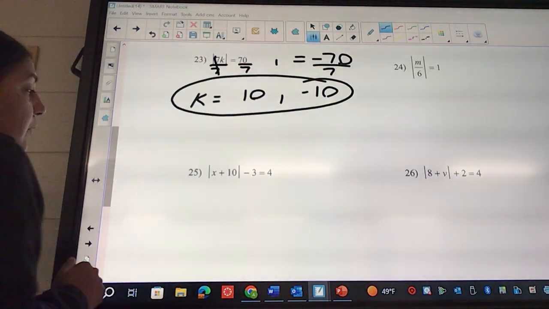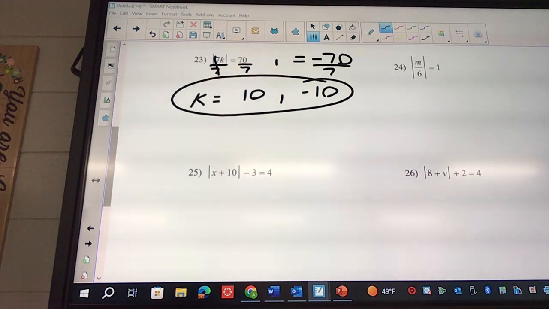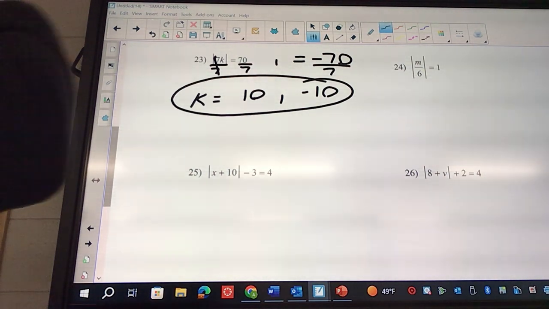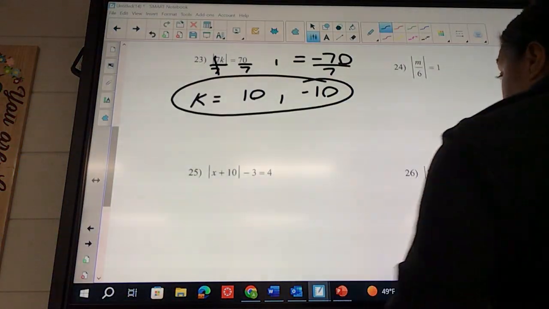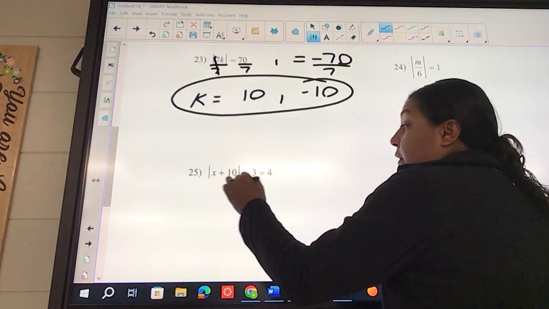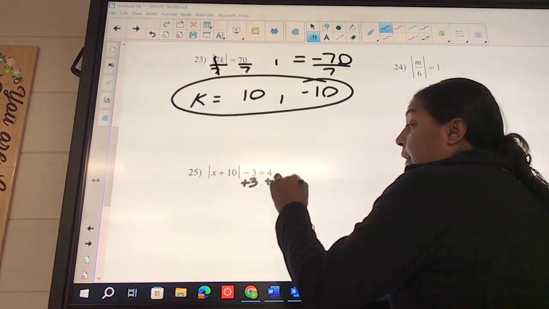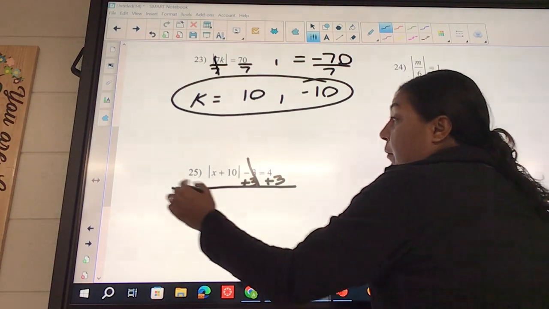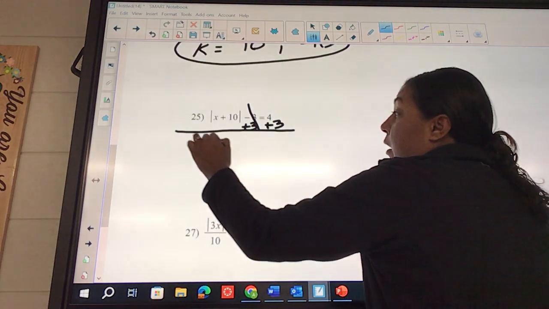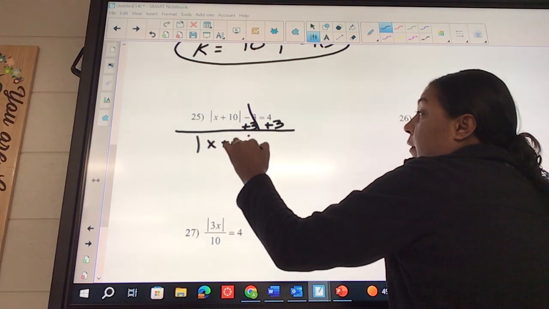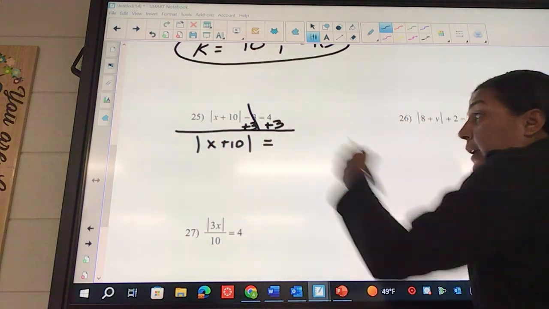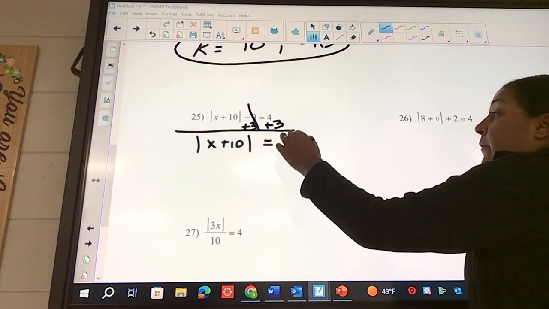Okay, 25. Is there stuff hanging on the outside of the bars? Yes, what is it? -3. The -3. So that has to be moved first before you can say comma and make it a negative. So how do I move a -3? Add 3. So we're gonna add 3 and add 3. Okay, so now I'm left with bar x plus 10 equals, and I got 4 plus 3, which is 7.